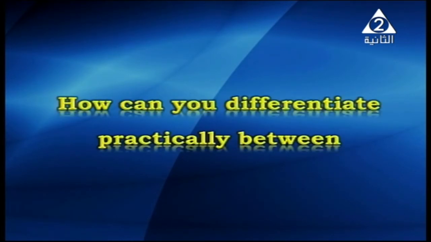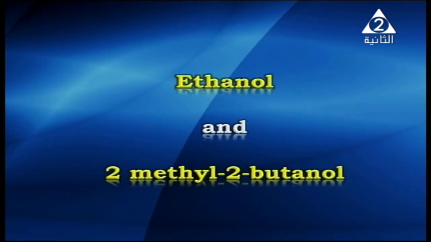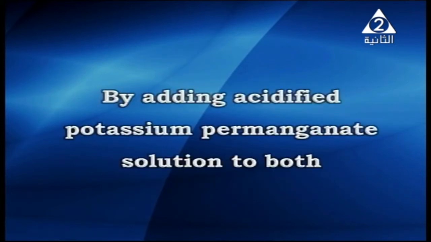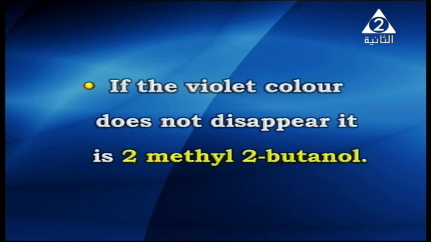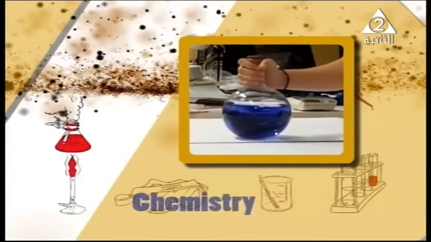Next type of question. How can you differentiate practically between ethanol and 2-methyl-2-butanol? Yes, by adding acidified potassium permanganate solution to both of them. If the violet color of potassium permanganate disappears, it is ethanol, while if the violet color doesn't disappear, it will be 2-methyl-2-butanol.